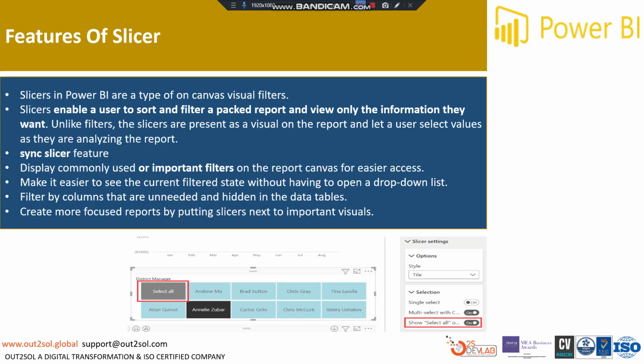The features of the slicers are that Power BI offers on-canvas visual filtration. Slicers enable our users to sort and filter a packed report and view only the information they want. The Sync Slicer feature is available in Power BI. Slicers display commonly used or important filtration on the report canvas for easier access. Here in this image, you can see some slicer features, how the slicer is displayed, and how to filter the report.